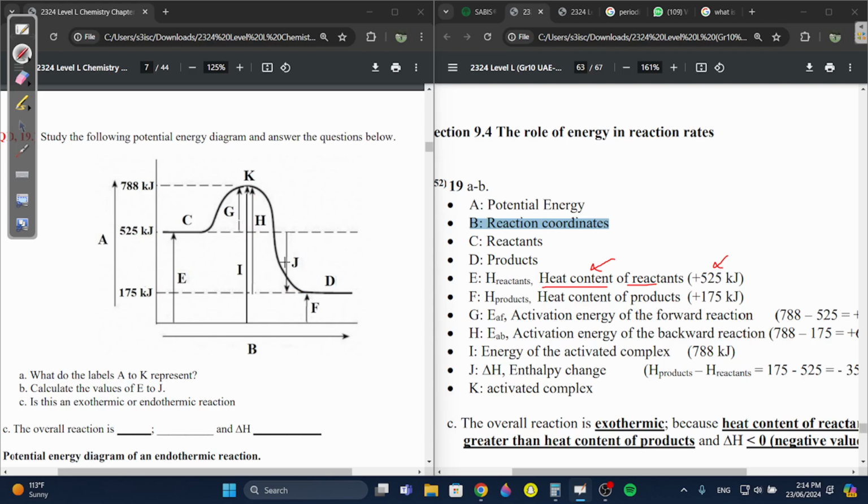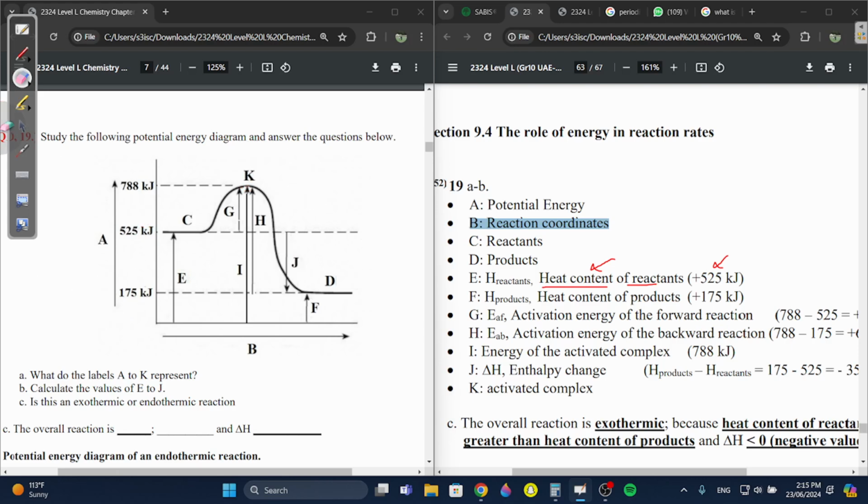Then I. I is the energy from the bottom all the way to the activated complex. So this is the energy of the activated complex. J is the difference between my reactants and my products. So what do we call this? Delta H, or you could say enthalpy change. Whatever you want. You also have to give values whenever you can. How do you find the value? You just subtract this by this. K is obviously the activated complex.